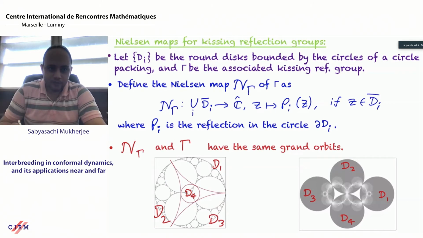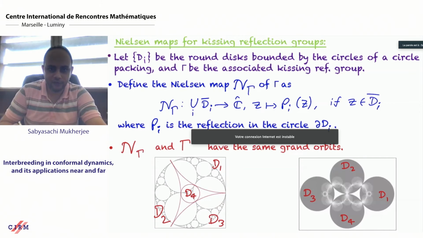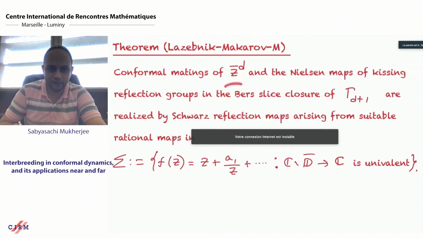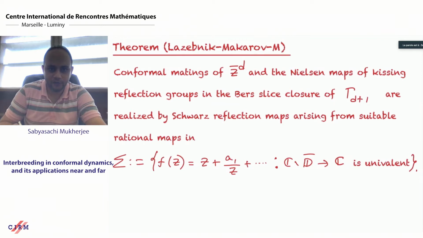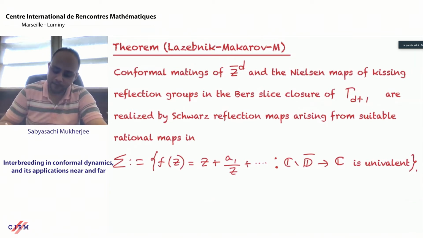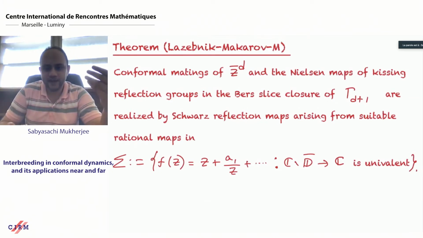And you can indeed do that if you restrict yourself to this particular map z bar to the d. You can mate it with the Nielsen map of any group on the closure of the Baire slice of the (d+1)-gon reflection group. And all such Schwarz reflection maps arise from a very explicit class of univalent maps, which is also called class sigma.